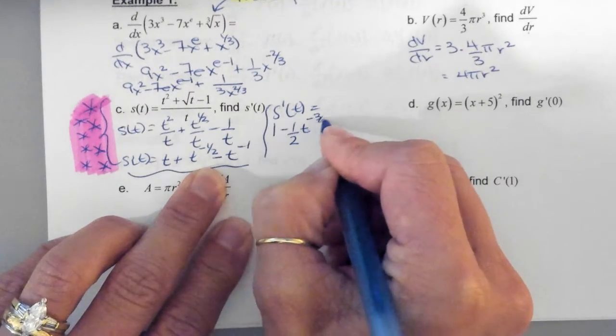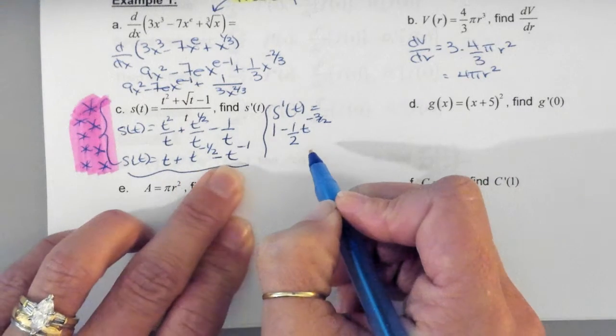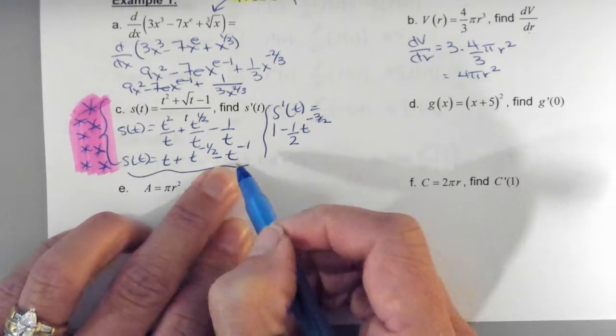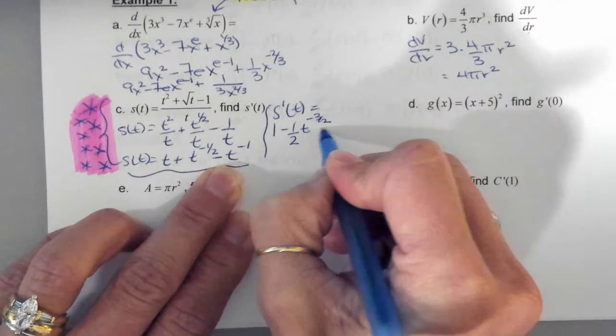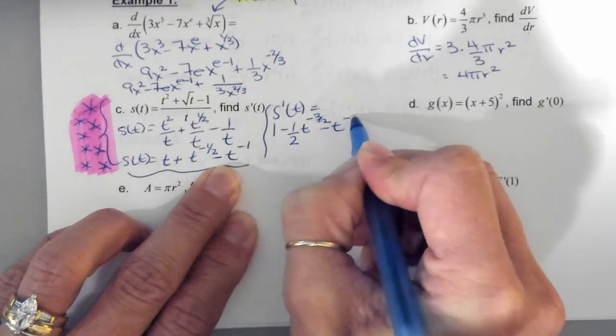Negative 3/2. Are you serious right now? Am I stupid? And then this is negative t to the negative second.